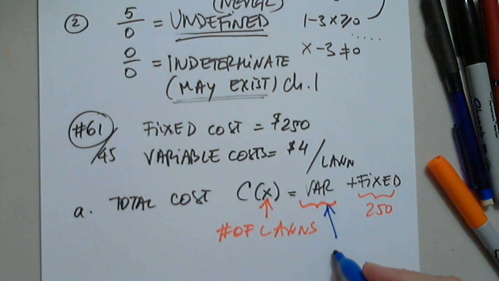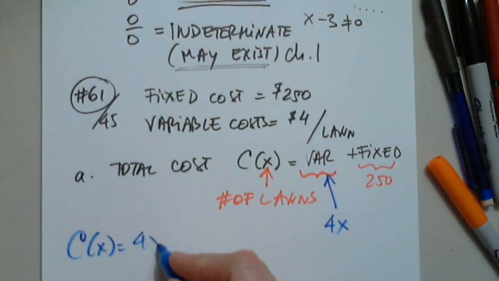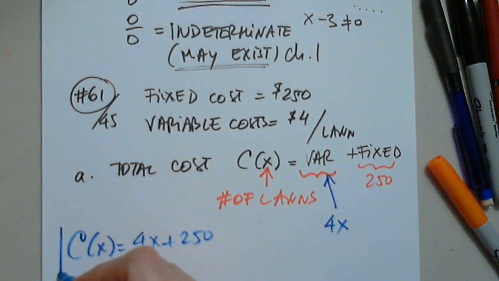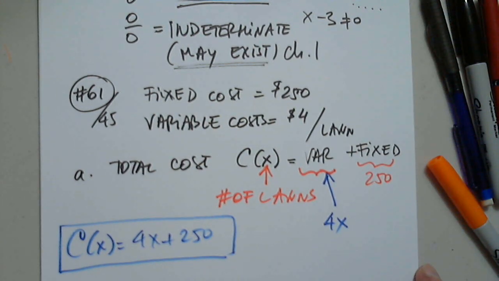Wouldn't the C of x equal 4x plus 250? Exactly. Perfect. So it's $4 times the number of lawns that he's going to mow. So then we have C of x, which is indeed 4x plus 250. Carmen, thank you very much. Perfect. This is part A. I'm going to share my screen and let's look at part B.